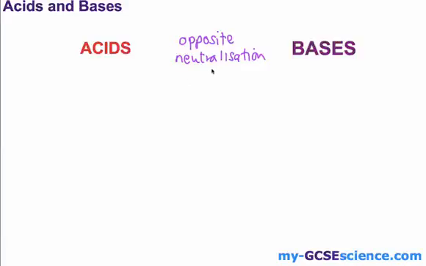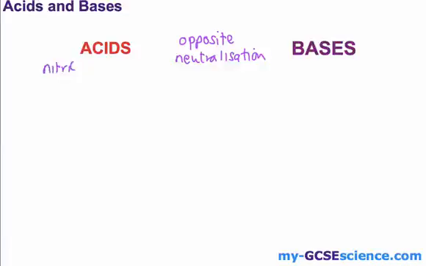It's also an exothermic reaction. So it's an example we gave previously of an exothermic reaction, one that gives out heat energy. But for now we've got acids and bases. They are the opposite of each other, and when you react them together we get neutralization, or they neutralize each other out.